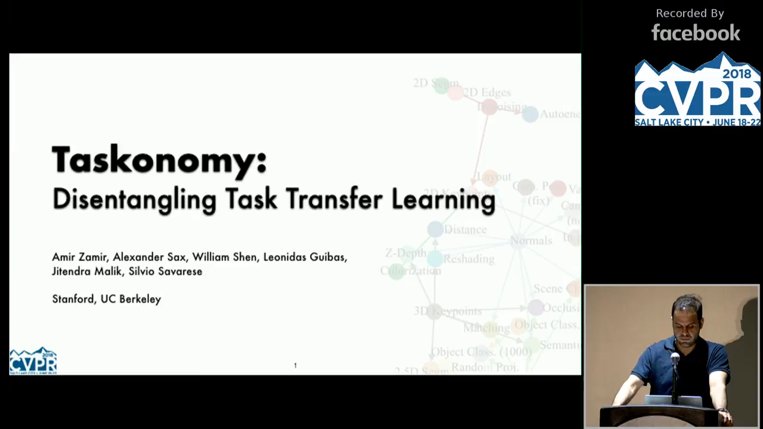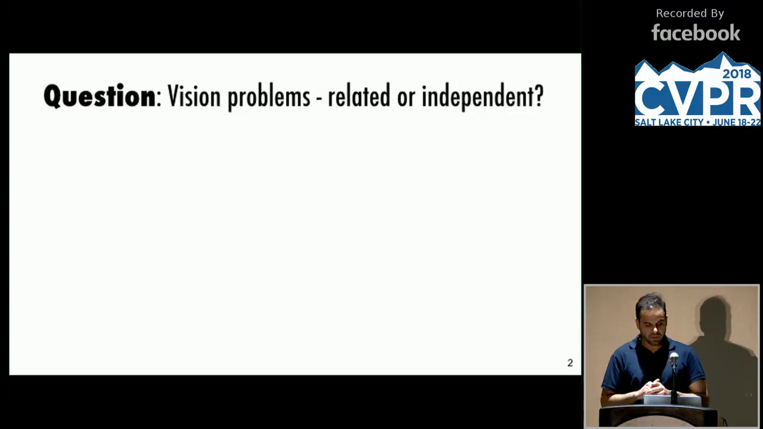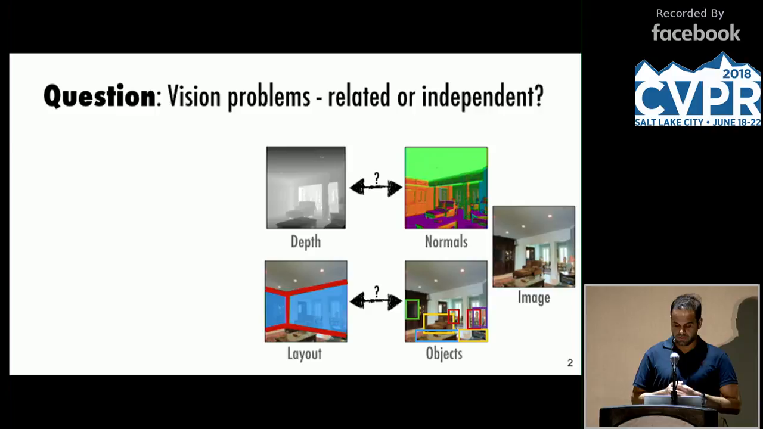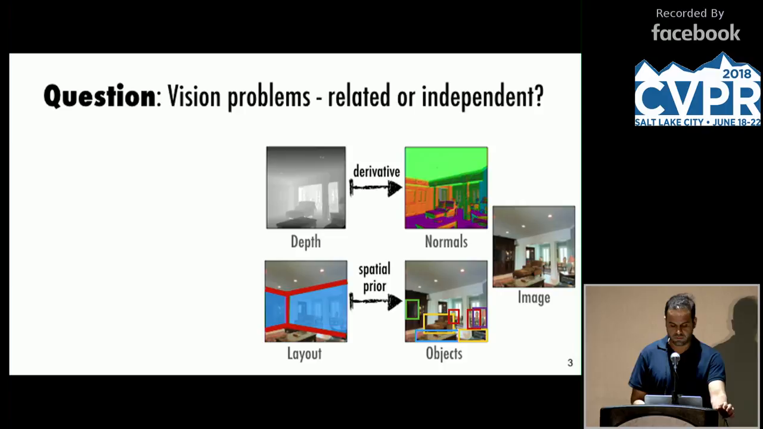So let me start by asking a question. Are the problems we solve in computer vision related to each other or independent? For instance, take depth estimation and surface normal estimation, or object detection and room layout. We know the answer to the question I asked is yes, either through intuition or analytical knowledge. Like we know, surface normals are derivative of depth, or room layout provides a strong spatial prior for object detection. So some relationship between tasks clearly exists, but why does this matter, and how could such relationships be crucially useful? And that's what I'm going to talk about today.